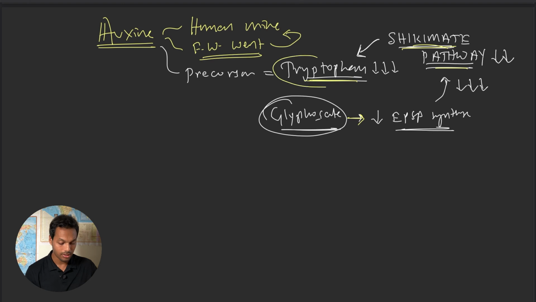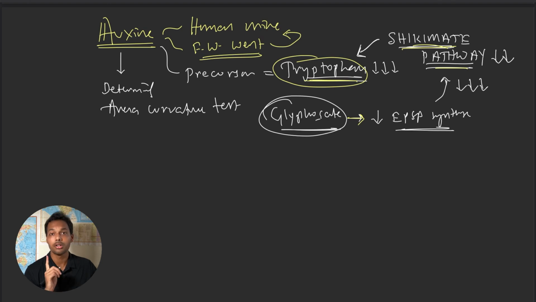Okay, so this is another important question. Next, how can we determine auxin? It is determined by using the Avena curvature test. Remember these things. Avena curvature test is used for determining auxin.